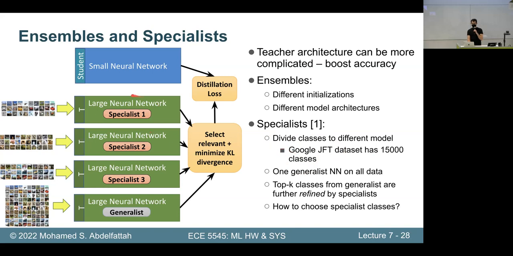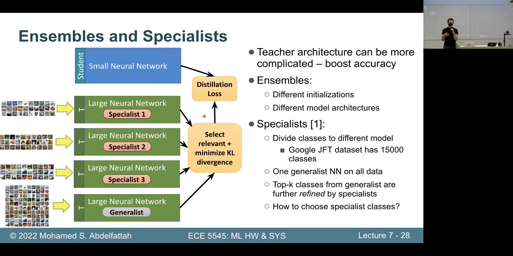What they do is that they actually have these specialists. They have 15,000 classes, let's say they divide it into 3. So each specialist is looking at just 5,000 of those classes. It's not being trained with the other classes, not doing anything with those. And then they have this extra step where they select the relevant output based on the correct class, and they minimize the divergence between, again, the output of the small neural network and the output of the specialist neural network.